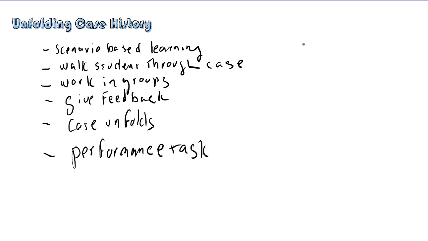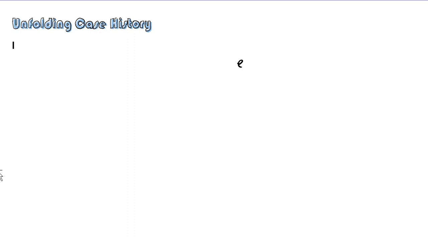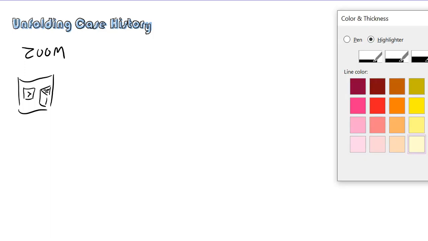It doesn't have an authentic artifact if you want to get really geeky about GRASPS and some of these models of authentic learning. But it's a performance task, right? They have to make these decisions the same way someone else in that role would. All right, that's how it works in the classroom. I think you can see almost immediately that this translates to Zoom really well, this sort of unfolding case history, right? So the students, they do the reading, hopefully.